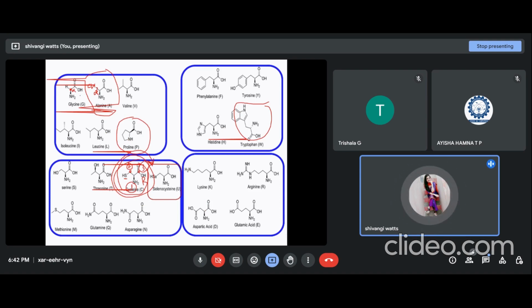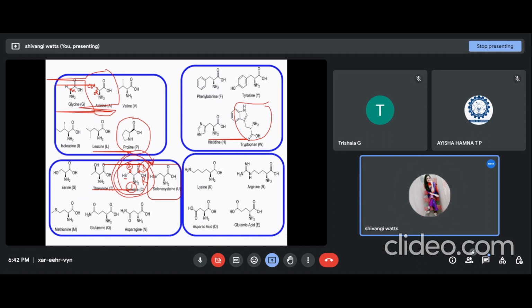Glycine has one group and two group, two neutralization points. Here also two neutralization points. In valine, there are only this group and this group, two neutralization points. And in isoleucine, leucine, proline, there are only carbon atoms in the side chain, so all have two neutralization points. In phenylalanine also, all are carbon atoms in the side chain, no other acidic or basic group, so here also two neutralization points.